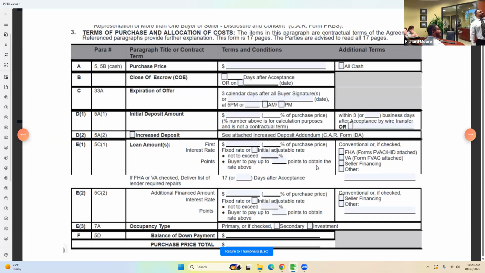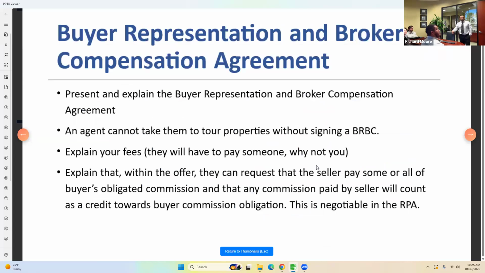If you put your loan amount here, it'll tell you what the percentage is. And then it'll tell you what the balance is, what the buyer's got to come in with on letter F here to close the transaction. So this is what that looks like. You want to explain it to them. Most of it is on this page anyway. The rest of it is contingency periods, and then we'll go over the buyer representation agreement later on in this presentation. So here it is, buyer representation and broker compensation agreement.